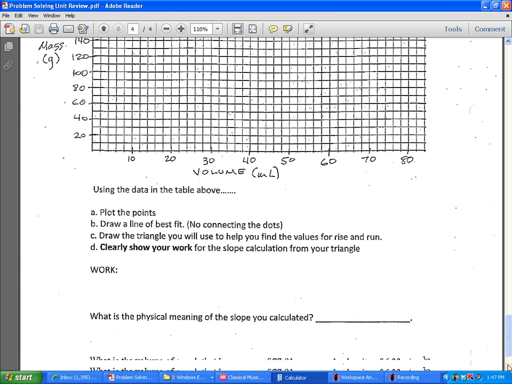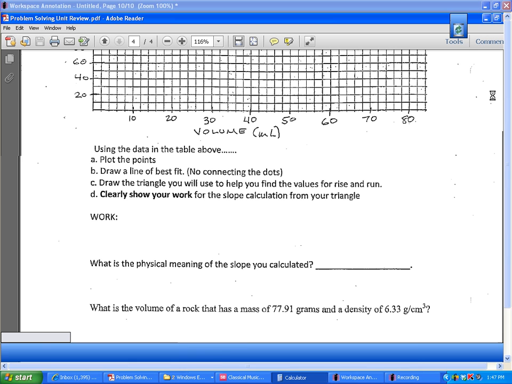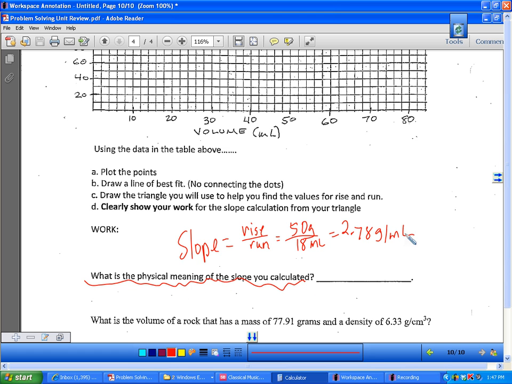And then we need to go down and finish this up. And so if I can get a writing utensil, there we go. And that was my work for my slope right there. When I did it on the actual review with a pencil and a ruler, I got 50 grams for my rise and 18 milliliters for my run, and I got 2.78 grams per milliliter. This one is going to be on the test, and people, please don't miss it. If I get grams per milliliter, that's the same thing as the density. So when I calculate the slope of that line, I'm finding the density.